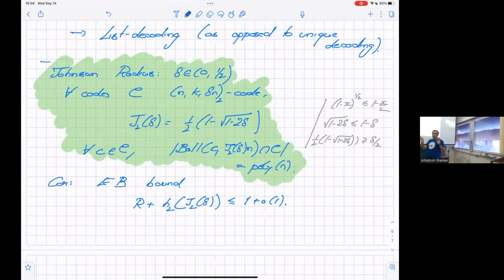We are saying: give me a code with distance delta. We will construct a code with distance delta, for which if you go just beyond this radius, there will be exponentially many codewords. But that's not true for all codes. There might be codes for which even beyond this, the list size is still polynomial. What we'll show is if you want such a general statement, where all you know about the code is the distance, and you want the largest list decoding radius, the Johnson radius is the best radius one can come up with.